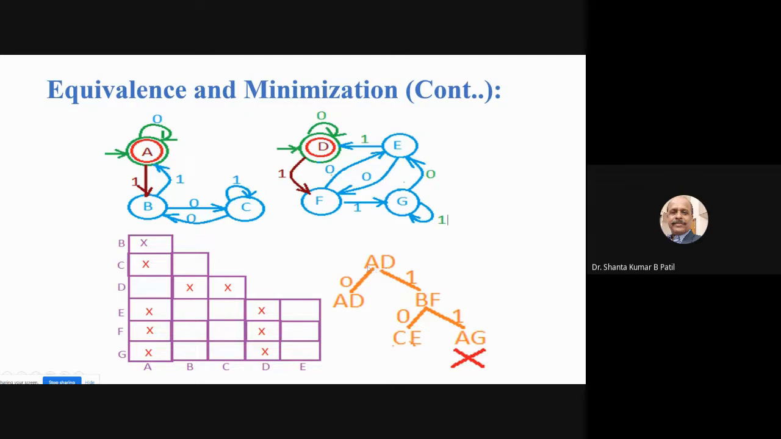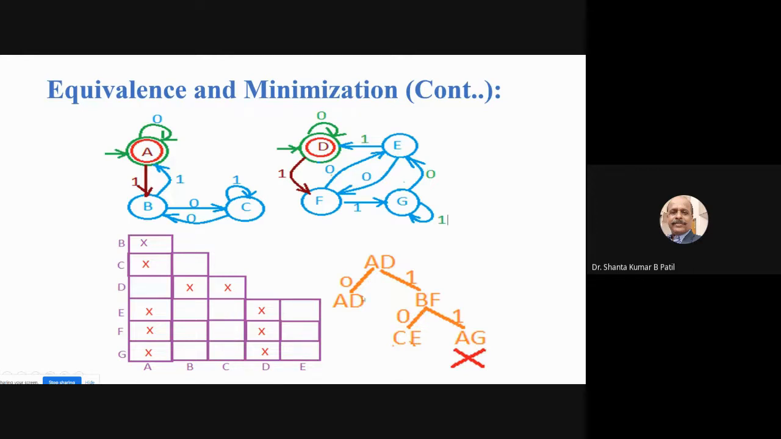The root node is the initial states of the two finite automata. AD on 0 is AD, AD on 1 is B and F. B and F on 0, B and F, so do not have the cross mark. B and F on 0, it is a C. So C also do not have the cross marks.